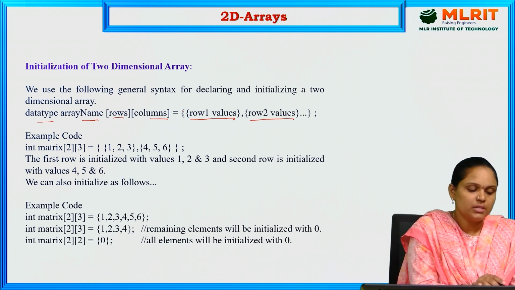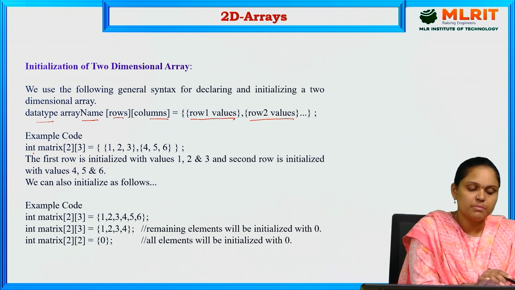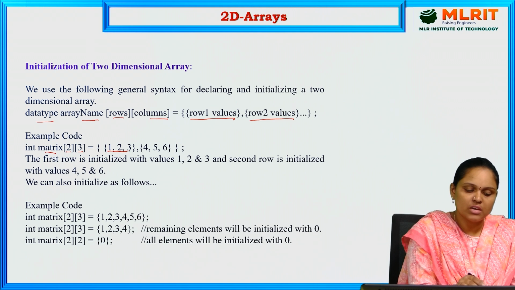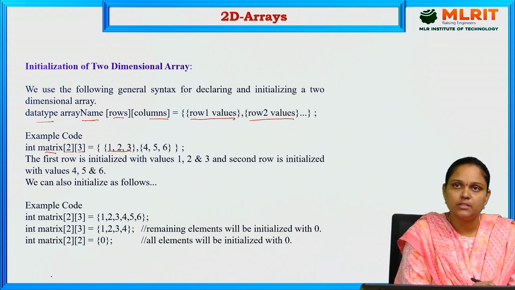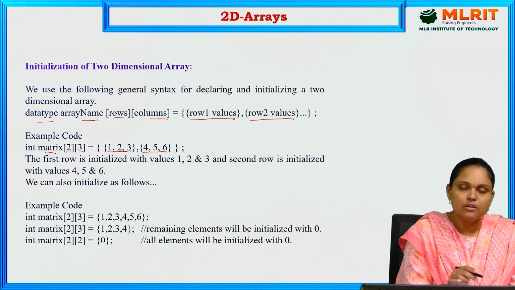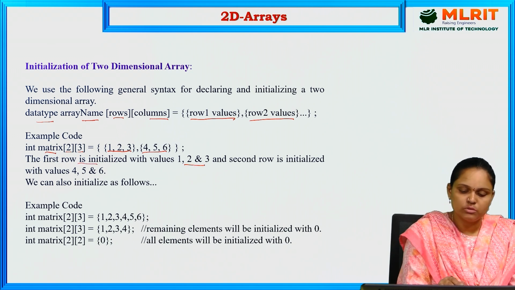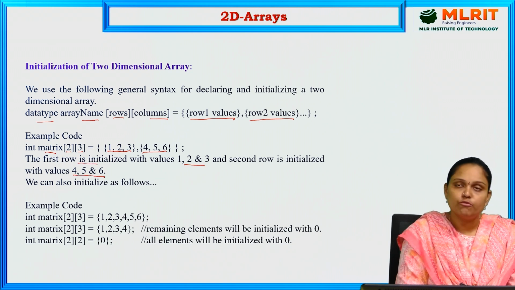For example, here we have an example. The data type is int and the name of the array is matrix. The row size is 2, the column size is 3, and the values we give in the first curly brackets come under row 1, and the second values come under row 2. The first row is initialized with 1, 2, 3, and the second row is initialized with 4, 5, 6.